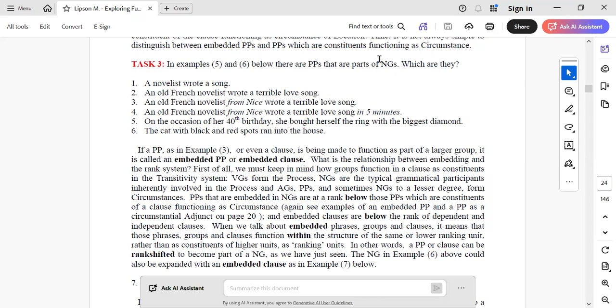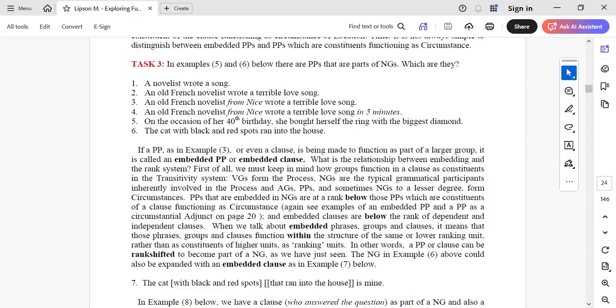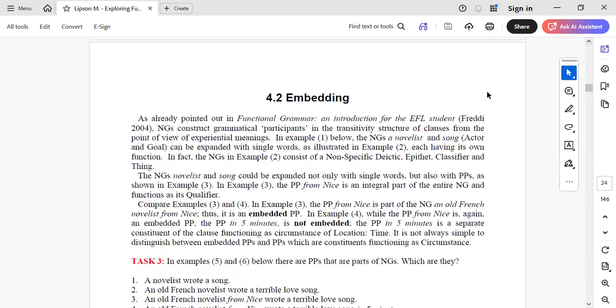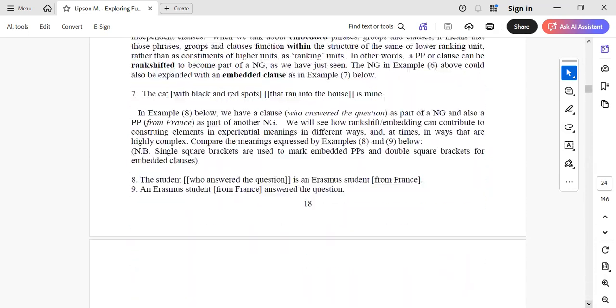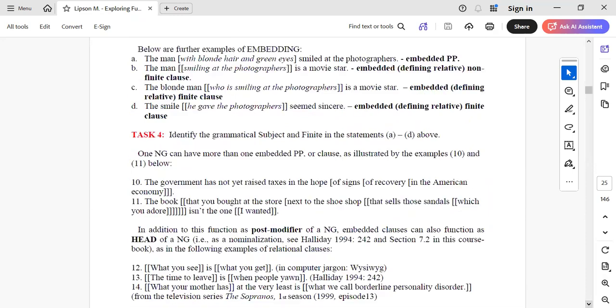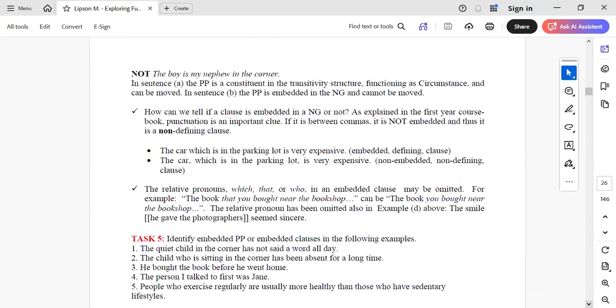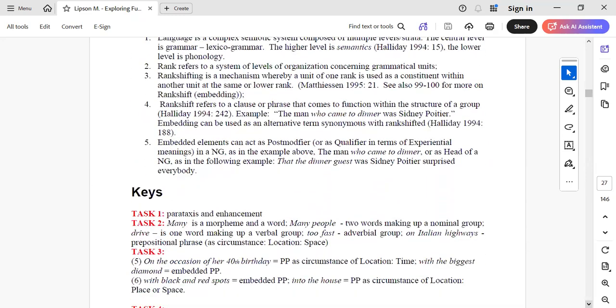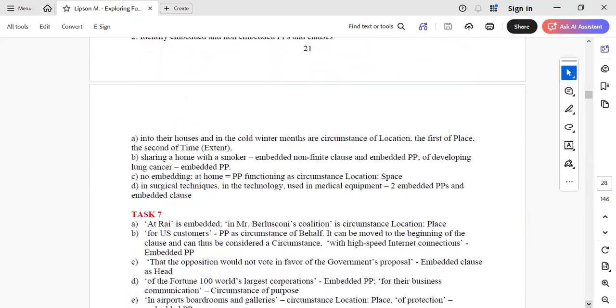All right, class. So in the previous class, we finished embedding, right? This one 4.2. Now we are going to start off with another concept. We are done with all of these things, right? You can practice these tasks as well. The key is given.